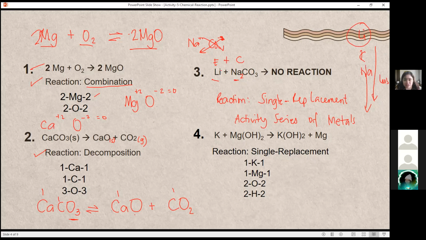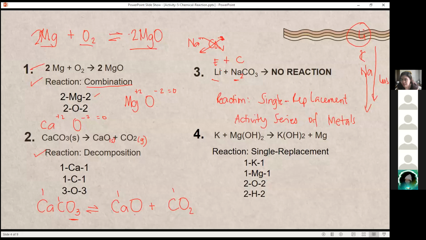bakit no reaction ito? Wait lang. Lithium is nasa taas, right? Lithium, can you check your activity series? Ma'am, among base daraman kay katong gihatag gud nimo nga activity series of metal na diagram. Oo. Na si lithium sa pinakataas, right? Tama? Potassium ang pinakataas ato, ma'am. Pero si Potassium, sodium, lithium. Potassium, sodium, lithium. Yes po. Okay. Let me check. Katong nasa lecture nga slide.